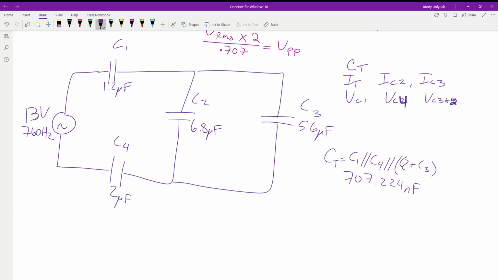Any questions about how we got that? Okay. So, we take C2 and C3, we add those together, so what is that value? 12.4 micro in parallel with 6.8 micro and in parallel with 1. Okay. So we plug those into our calculator. We get 1 micro parallel with 2 micro parallel with 12.4 micro.